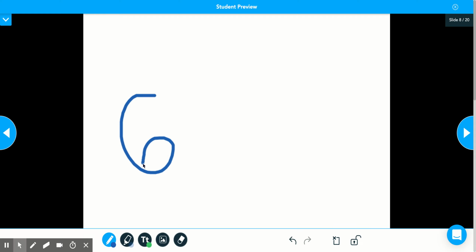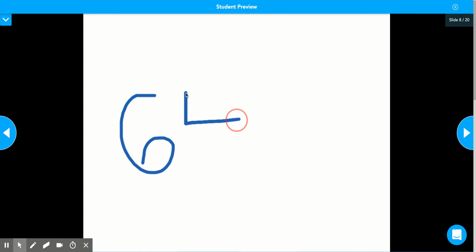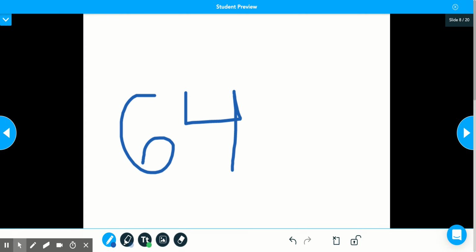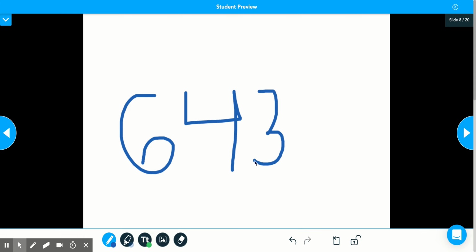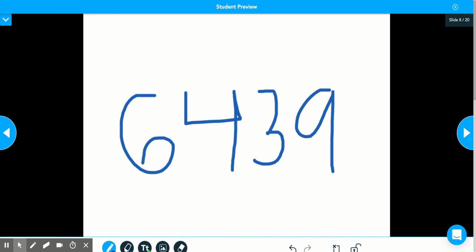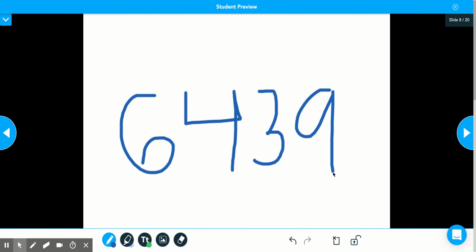Then, we take the next number word, 400, and use that 4 that represents the hundreds place and put it as the second digit. Then, we take the next number word, 30, and use the 3 that represents the tens place and put it as the third digit. Lastly, we take the last number word, 9, and use the 9 that represents the ones place and put it as the last digit. And we get our final written out digit answer of 6439.